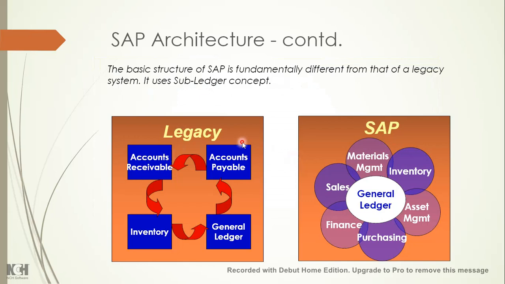SAP, as you can see here, this is a legacy system. Like you have here all these different modules, they don't interact with each other. However, within SAP, it uses a sub-ledger concept. So you will have a sub-ledger for sales, materials management, inventory management, asset management, purchasing, even within finance, AR, AP. These are all sub-ledgers. So ultimately everything flows to general ledger. And that's why SAP uses this sub-ledger concept.